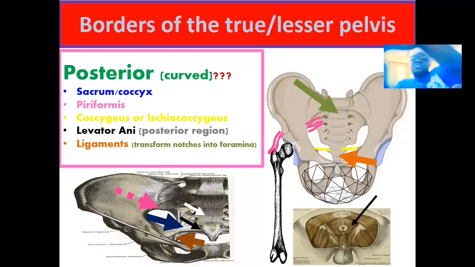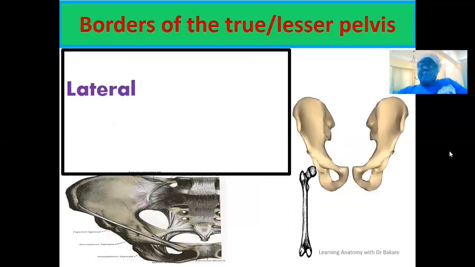But it is the posterior region of this ligament that is seen to form alignment with the posterior border of the true pelvis, and this is understandable. So now going to the lateral border. The lateral border of the true pelvis or the lesser pelvis is formed by the hip bone.